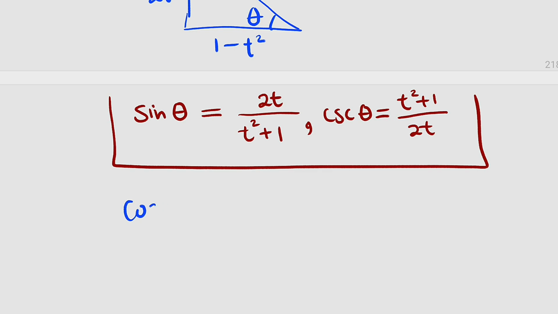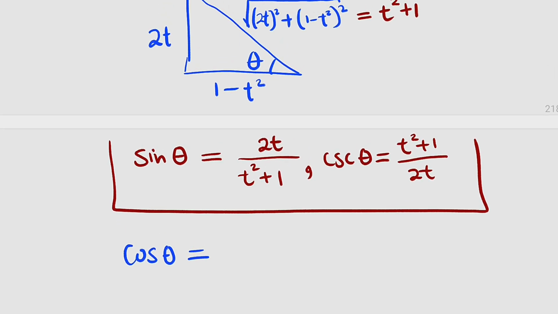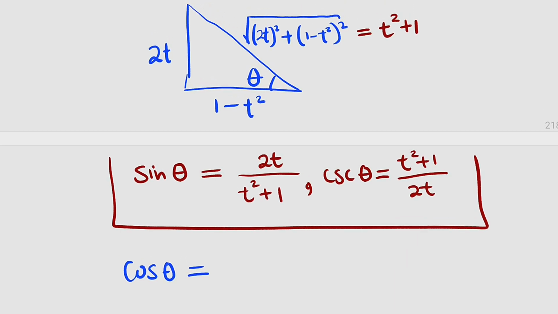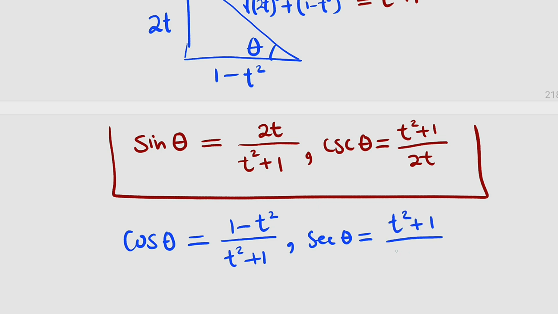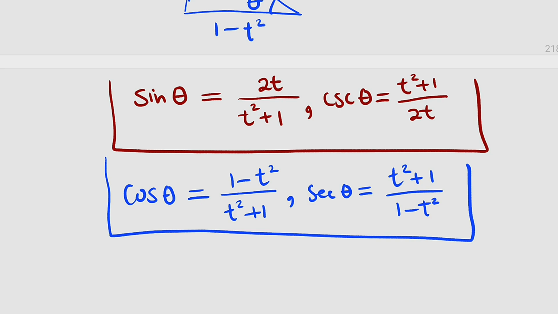What about cosine? Cosine of theta is equal to adjacent divided by the hypotenuse. And what is the adjacent? The adjacent is 1 minus t squared, and the hypotenuse is t squared plus 1. So we have 1 minus t squared divided by t squared plus 1, and its reciprocal, which is secant theta, is equal to t squared plus 1 divided by 1 minus t squared. Another important substitution. Are we done?